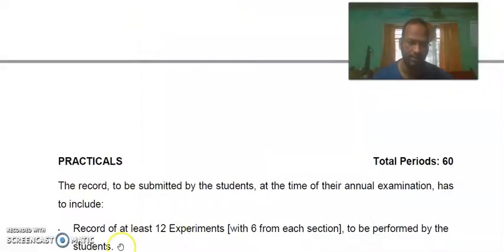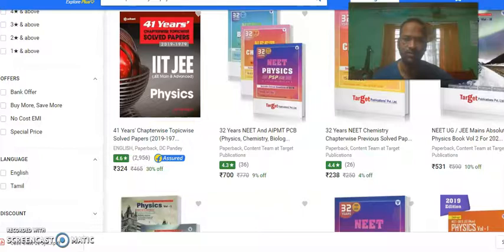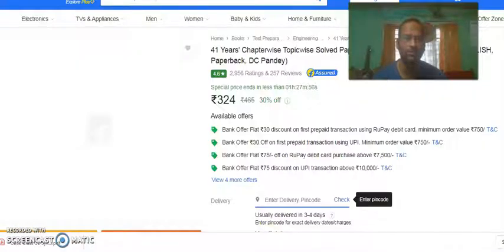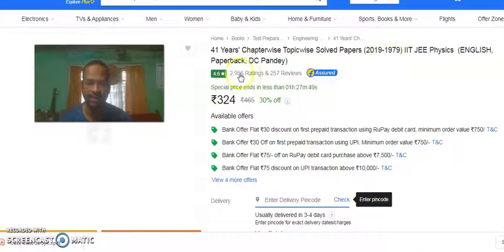Then there are some other books which are very important to build your concept. First, this is the book of 32 years chapter-wise solutions by Arihant. It is a book for the NEET exam, for medical purposes. When you build your concept using the NCERT, then you can solve from these books, and their solutions are also available, so you can get some idea from this book. It is a very good book, so I prefer this book. Also for IIT JEE, you can go for this book: 41 years chapter-wise solved papers, IIT JEE, by DC Pandey. This book is good for IIT JEE, for engineering purposes. Chapter-wise they have solved all the questions, and you can get the idea.